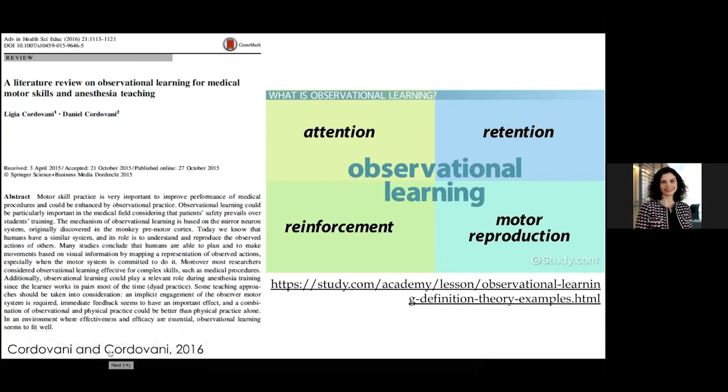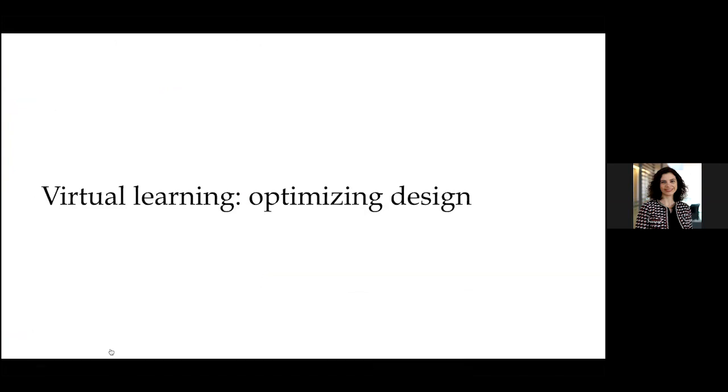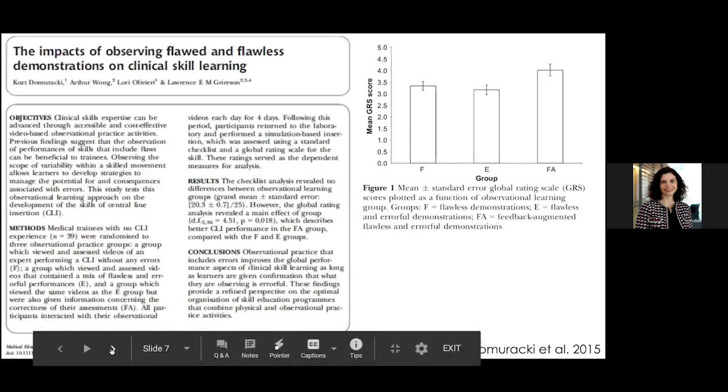Next slide. So how do we optimize the design of these types of environments? What evidence do we have from the health professions education literature to guide us? Next slide.